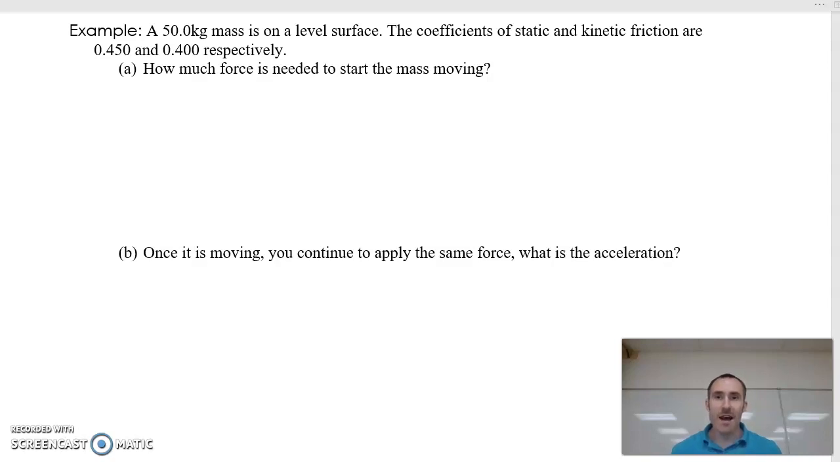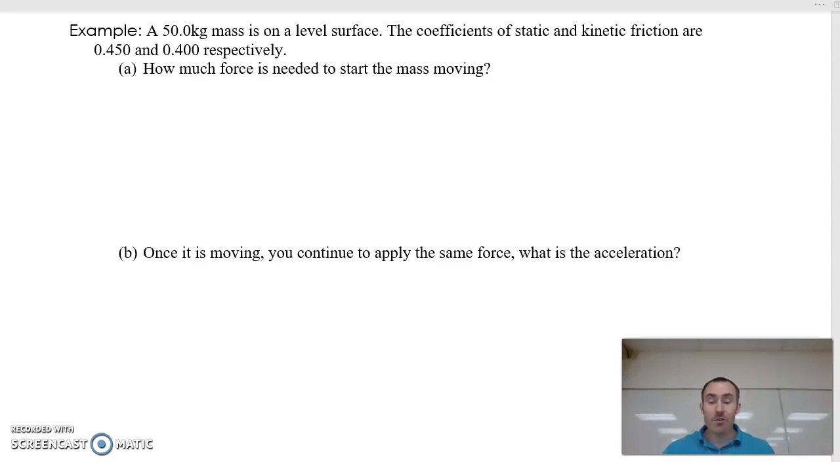So in order to start the mass moving, we said that static friction has to be overcome, right? We have to push with slightly more force than the force of static friction. But the amount of force that you need to exceed static friction by is infinitesimally small. It means any tiny amount more than the force of static friction and it will start moving. So we can just assume that that number is 0. So really what this question is asking for is how much friction do we need to overcome? Okay, that's what we're looking for.